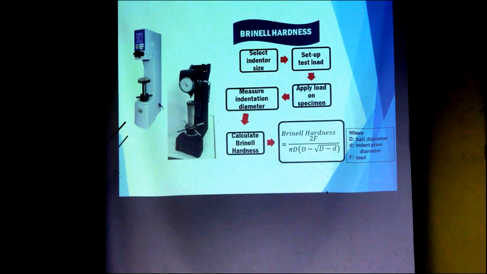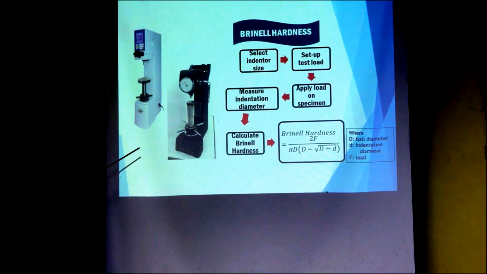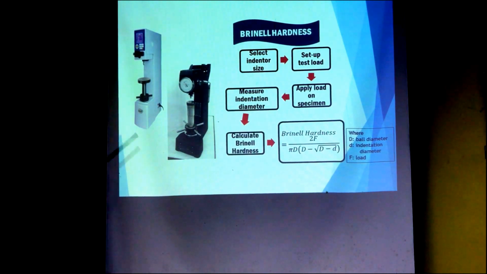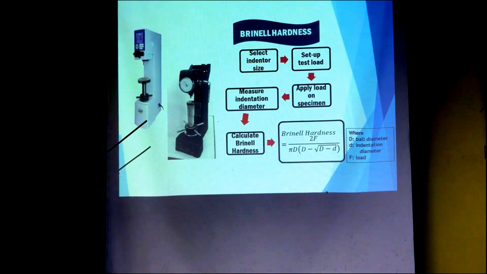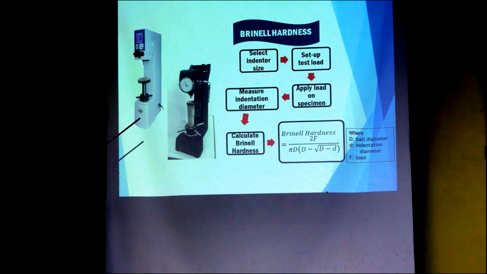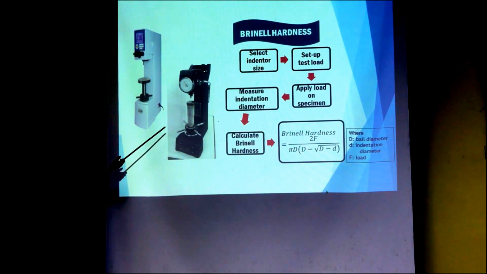So this is the Brinell hardness test. The first step is we have to select the indenter size. The difference between Rockwell hardness and Brinell hardness is that for Brinell hardness we only have a ball indenter. So we need to select the correct ball diameter for the specimen. And then the next step is that we have to set up a test load that is suitable for the specimen. It cannot be too heavy or too light. And then we apply the load on the specimen, and after we apply the load, we can measure the indentation diameter.